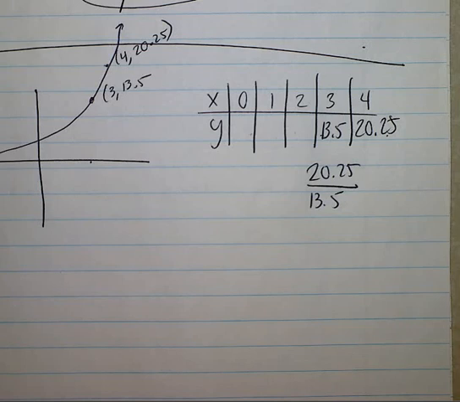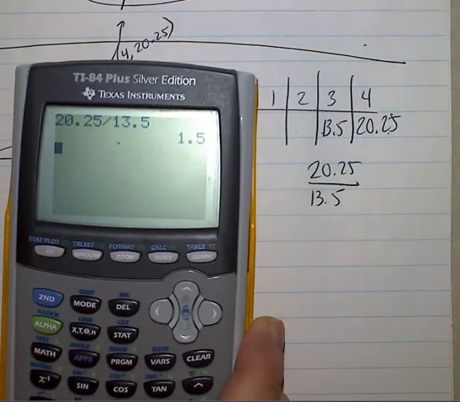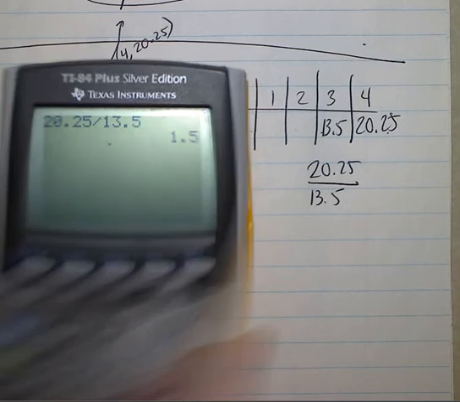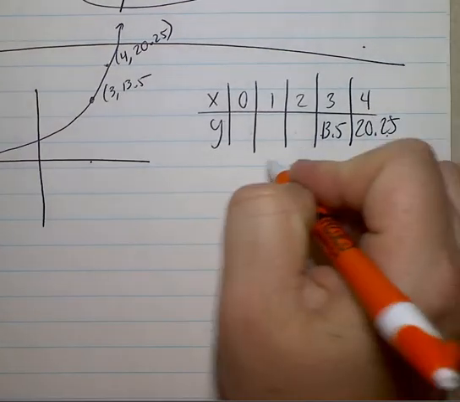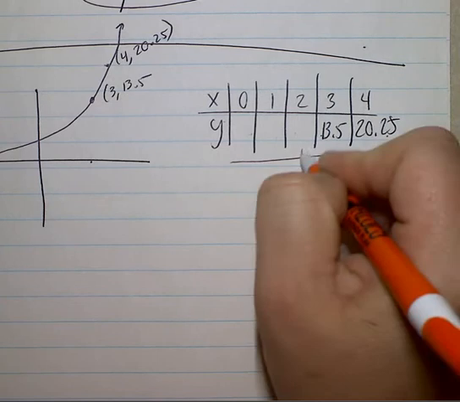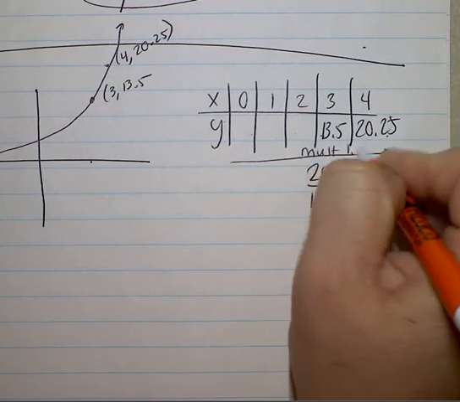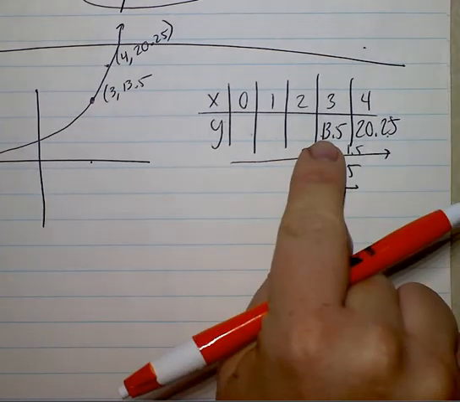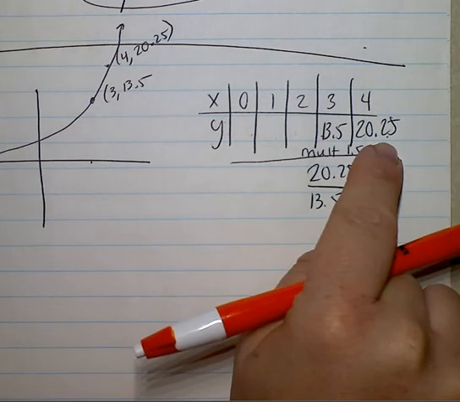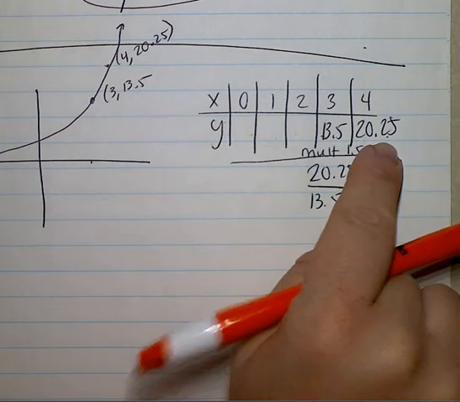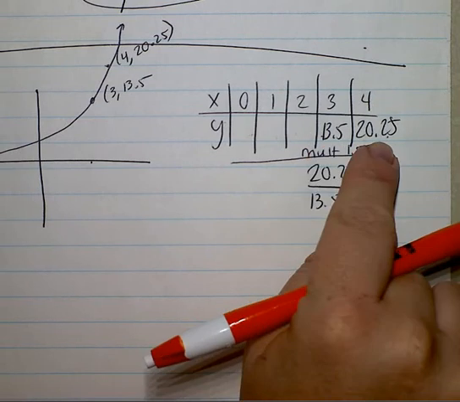And what do you end up with? I came up with 1.5. So what does that mean? It means as I go to the right, I'm going to multiply times 1.5. Try it. Take 13.5 times 1.5. Do you get this answer?